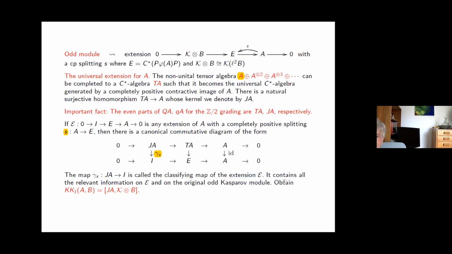Okay, so now Kasparov defines KK1 of A, B as the equivalence classes of extensions, or of course the equivalence classes of odd Kasparov modules. But as we have seen, both are classified by homomorphisms from this universal ideal to the ideal, which in this case should be K tensor B. So these are exactly the classifying maps for the odd Kasparov modules. The odd Kasparov module is completely determined by its classifying map, a map from the universal ideal J(A) to the algebra K tensor B. And then KK1 of A, B is simply the set of all homotopy classes of such classifying maps.